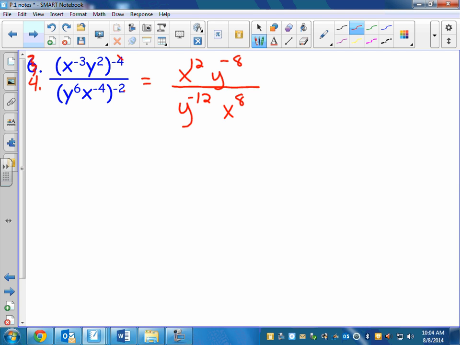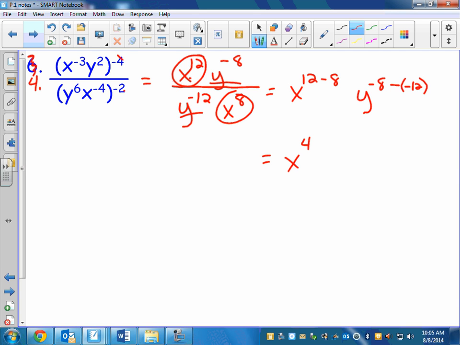If you just want to get to the answer from here, we would say these are the same base, and when we divide, we subtract. 12 minus 8, I can even write it out here if you want, x to the 12 minus 8 would give me x to the 20. And since my y's have the same base, even though they're negative, that's okay. I can subtract negatives. I would say that's y to the negative 8 minus negative 12, which I tend to just make a positive sign. Negative 8 plus 12 would be y to the 4th also.